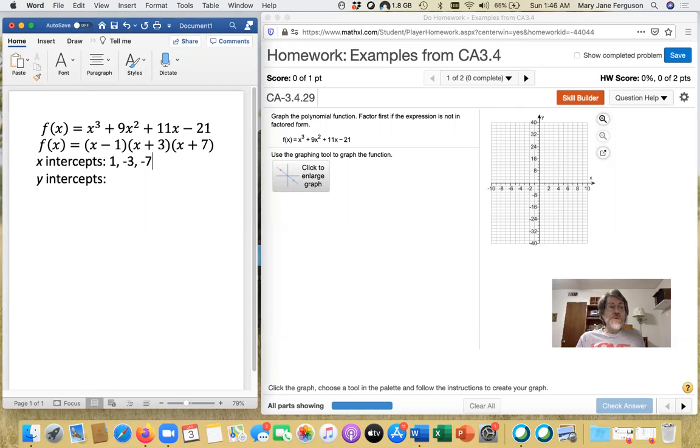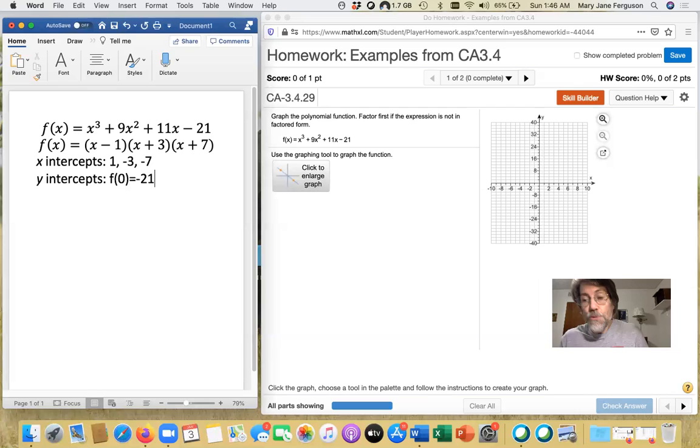We also know that in graphing a polynomial function, it's nice to find out what the y-intercept is as well. The y-intercept is found by calculating f of 0. In other words, what do you get when you plug in 0 for x? I think it's pretty easy to see as you look at this function that the first, second, and third terms would all become 0. So f of 0 is -21.